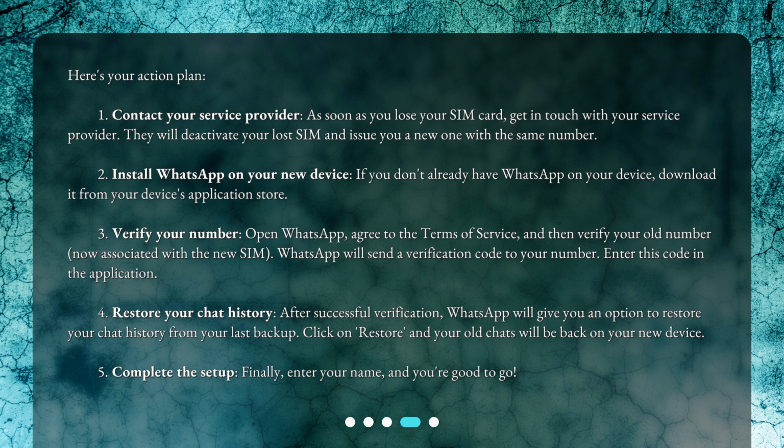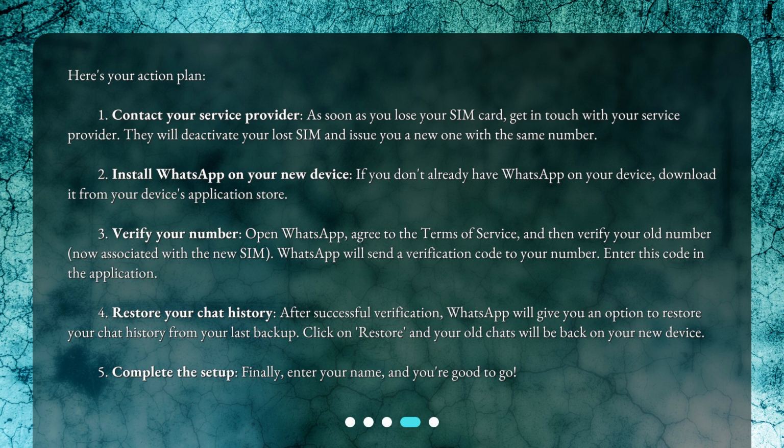2. Install WhatsApp on your new device. If you don't already have WhatsApp on your device, download it from your device's application store. 3. Verify your number. Open WhatsApp, agree to the terms of service, and then verify your old number, now associated with the new SIM. WhatsApp will send a verification code to your number. Enter this code in the application.